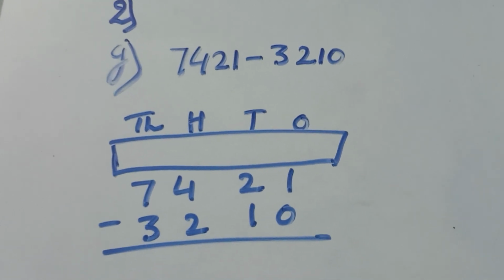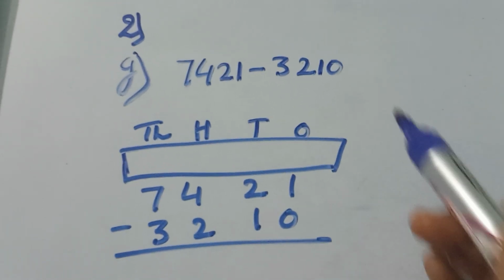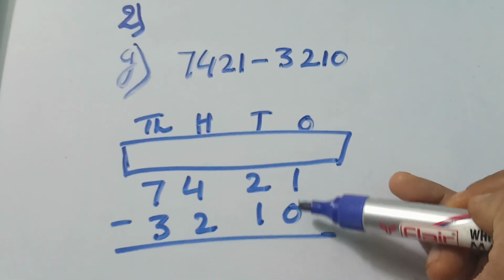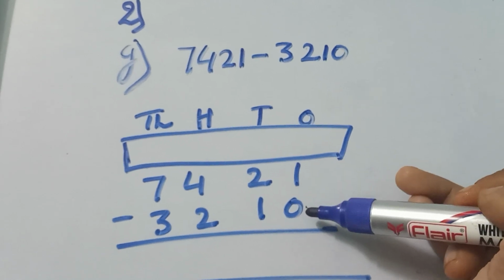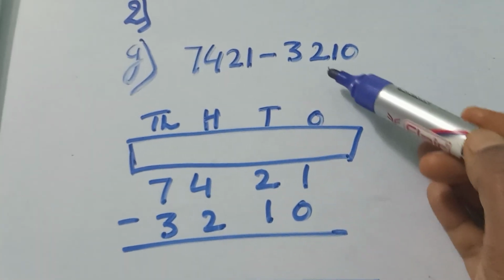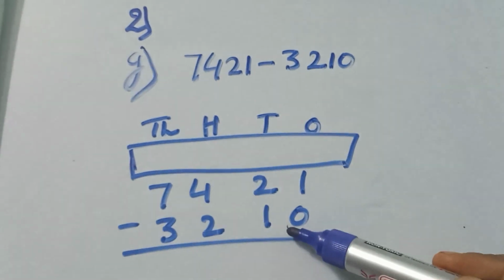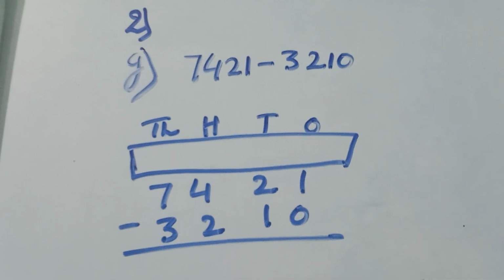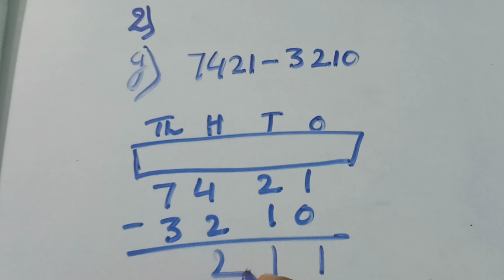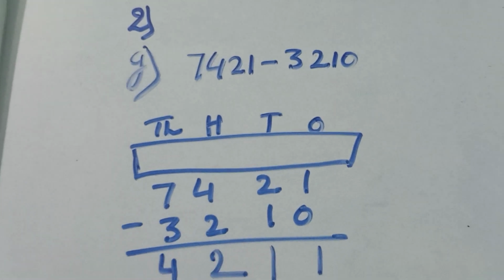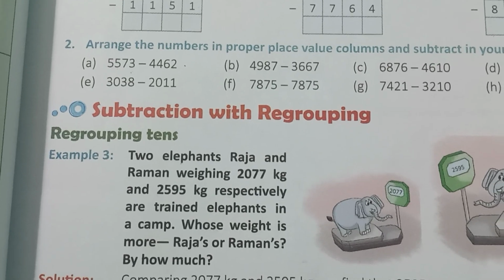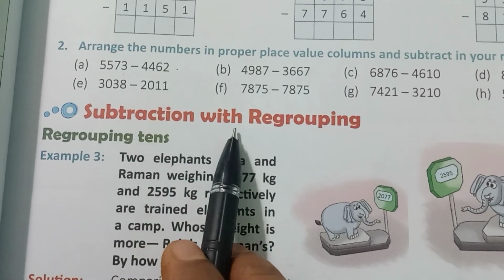Now children, moving to the next question. Here you have to subtract 7421 and 3210. So again children, we will arrange all these numbers under the place value columns. 7421 you write first, then you write 3210. Now under the ones column 1 minus 0 is your 1, 2 minus 1, 1, 4 minus 2 is your 2, 7 minus 3 is your 4. So our answer is 4211.